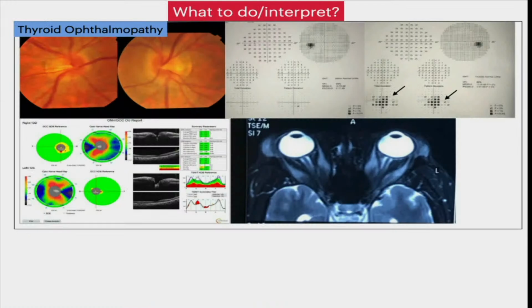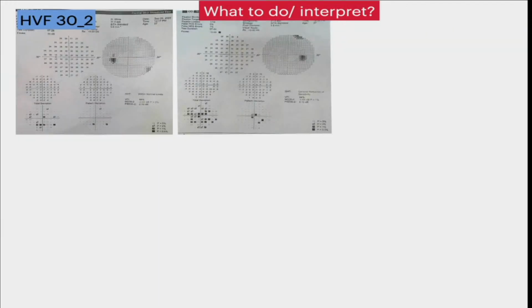Another example where, in case of thyroid, if you see the pattern standard deviation of a 30-2, we could see on PSG the early compressive damage which was in the form of a scotoma, and this was because of the muscles compressing the optic nerve. So all these strategies one should be aware of, so that one can actually order and interpret accordingly.